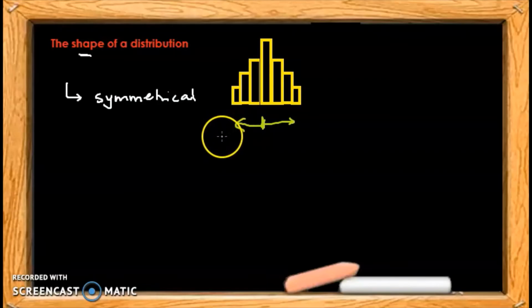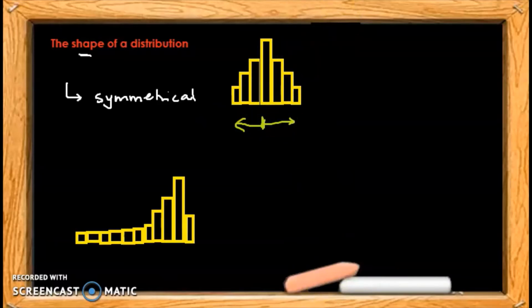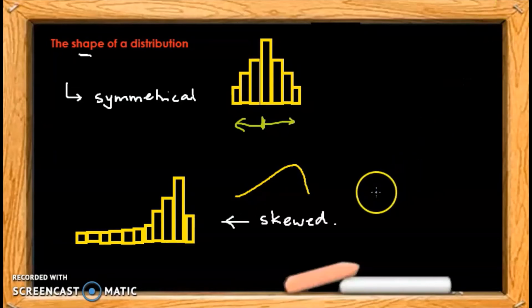But sometimes histograms don't look like that, and they can look more like this. And when we have a histogram that looks like this, we say that this is skewed. Now, of course, it can be skewed one of two ways. It can be skewed so it looks like this, which is what this graph is, or it could be skewed the other way, so it kind of looks more like that.